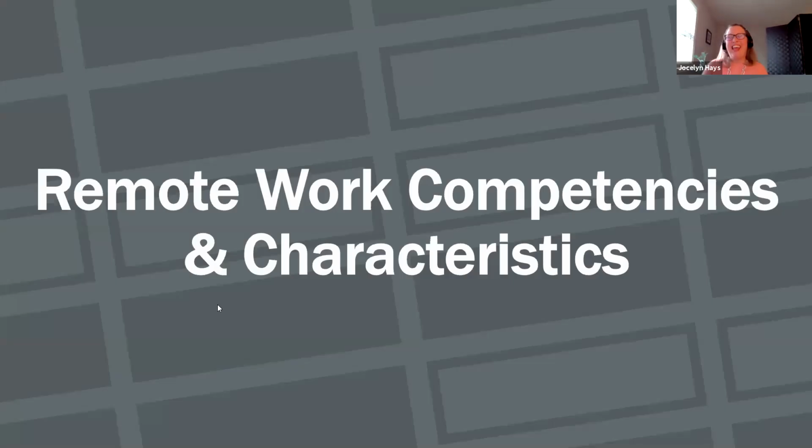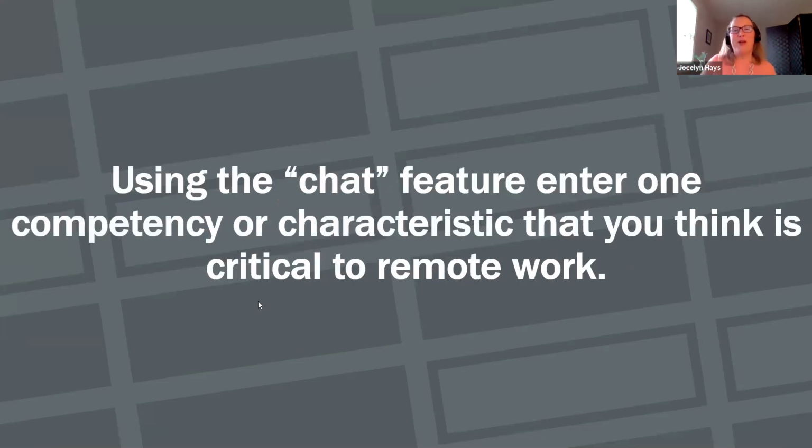So let's keep going. And I want to do just a quick poll using the chat feature. If you are a Zoom newbie, or maybe you're a Zoom lover who's just been itching to chat us something, now's your chance. If you open up the chat feature, as we move into this next section of the conversation, give me one competency or characteristic that you think is critical to remote work. If somebody came up to you and said, hey, I have to start working remote, what do you think is one thing that will help me be successful? What's the one competency or characteristic that you would say might be critical to effectiveness in a remote environment?